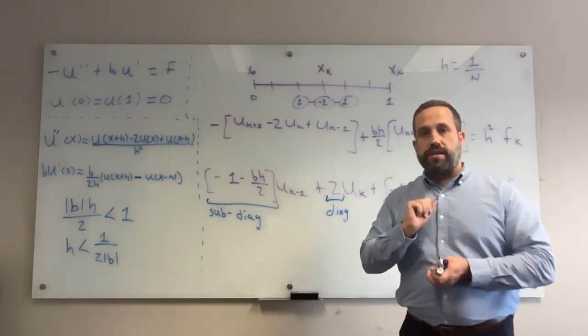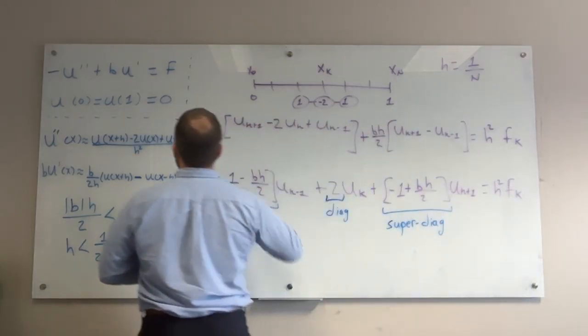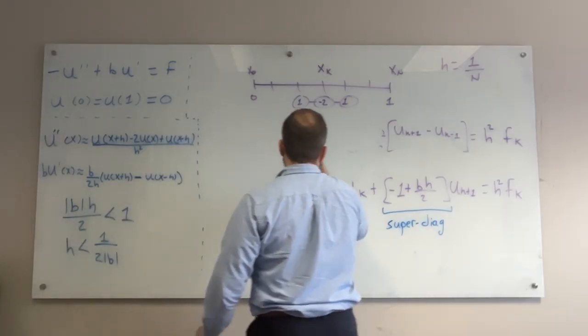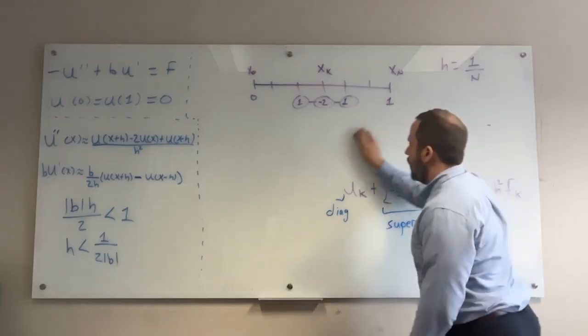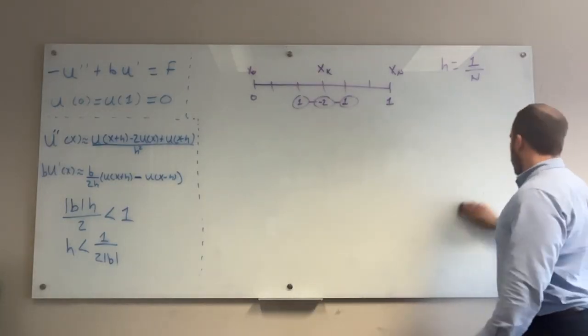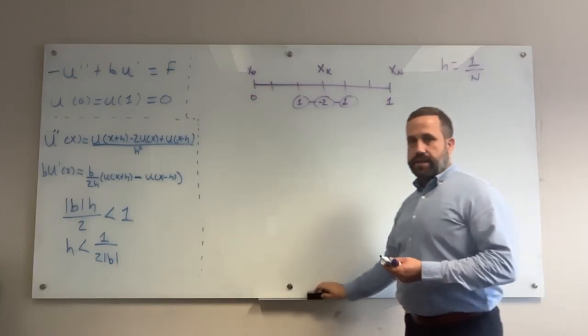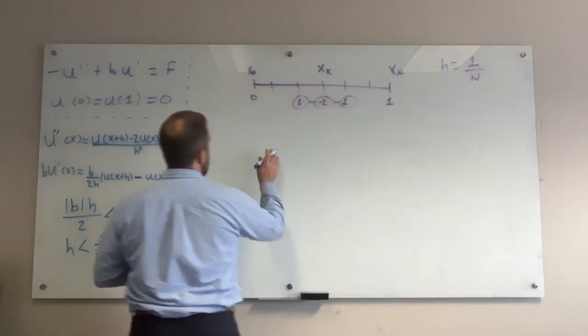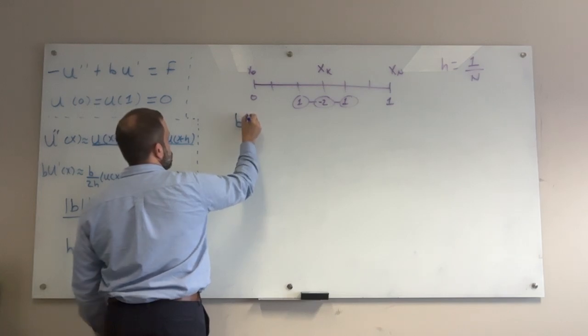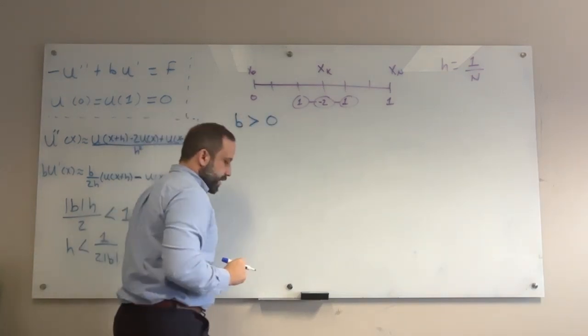And I'm going to discuss that right now. But I have to do so with an additional assumption on b. So the only assumption I'm making on b right now is that it is constant. But I also now want to make this assumption, just for the purpose of this demonstration, that b is greater than 0.